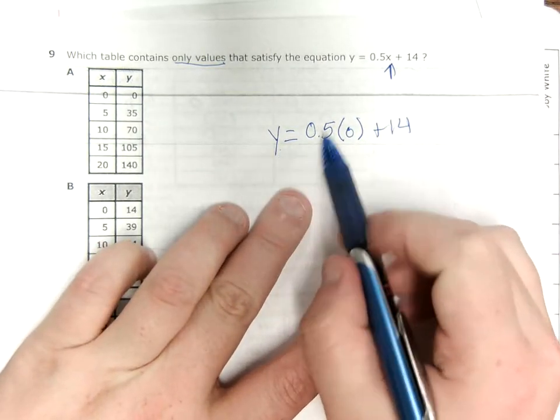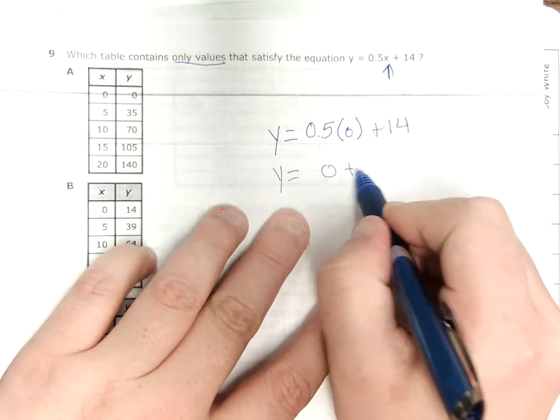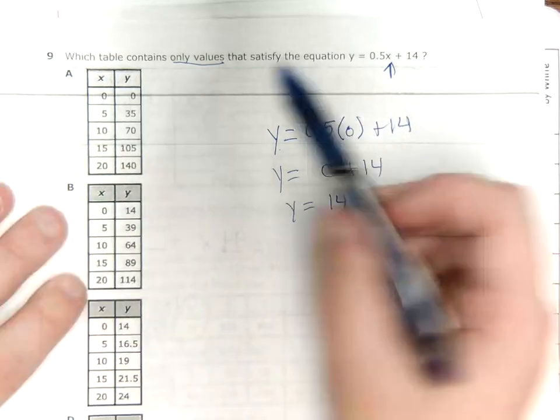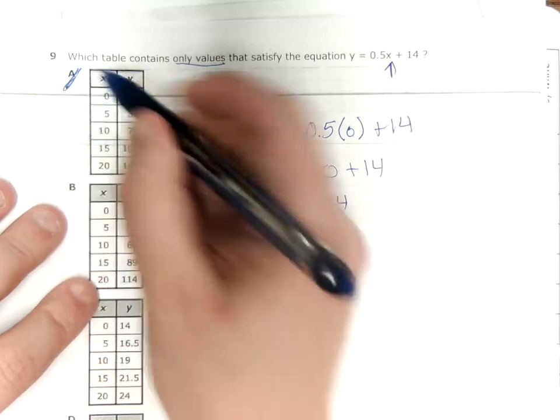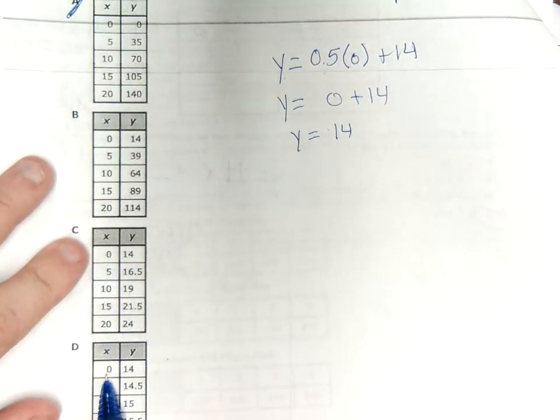Y equals 0.5 times 0 is 0 plus 14. So that would mean the y should be 14 when x is 0. So x is 0, y is 0? Nope, I want y to be 14 when x is 0. X is 0, y is 14. Awesome.